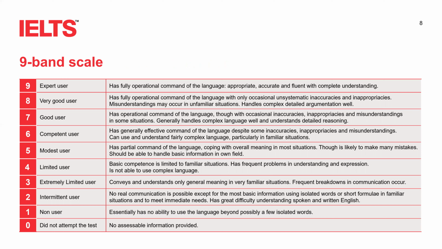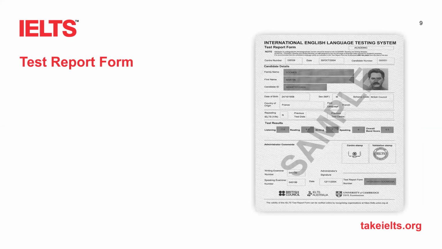The IELTS test is assessed on a 9-band scale, starting from band 1, which denotes a non-user, all the way up to band 9, which denotes an expert user. Please feel free to pause the video if you would like to read the descriptions in more detail. Once you've completed your IELTS test, you will be given what is known as a test report form, or TRF, which will contain your information as well as a detailed breakdown of your test results.